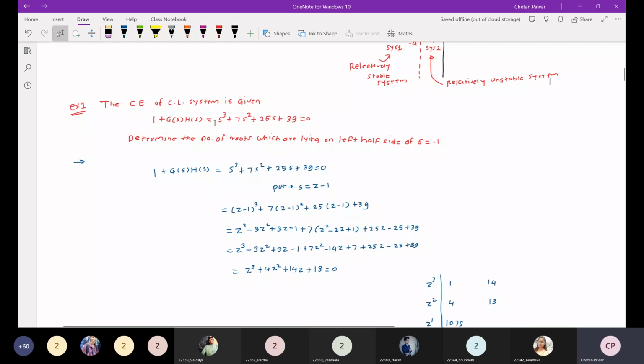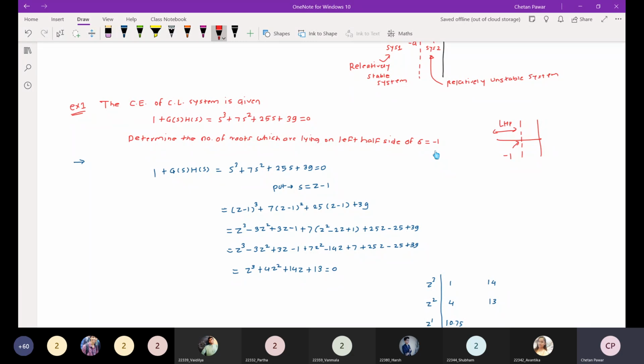The characteristic equation of a closed loop system is given: S cube plus 7S square plus 25S plus 39. We need to determine the number of roots lying on the left half side of sigma equal to -1, meaning s equal to -1. So here our decision boundary is -1, and we need to find out how many poles lie on the left hand side in this region.